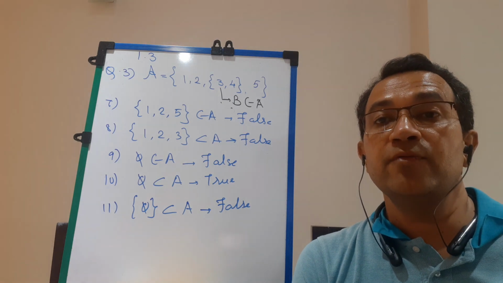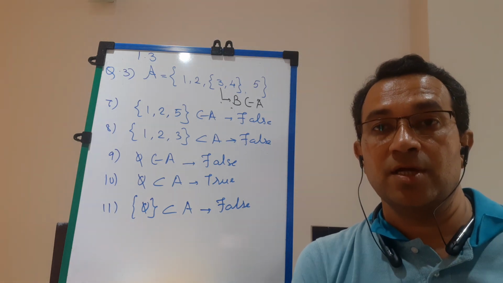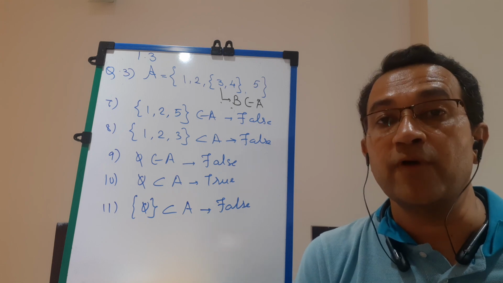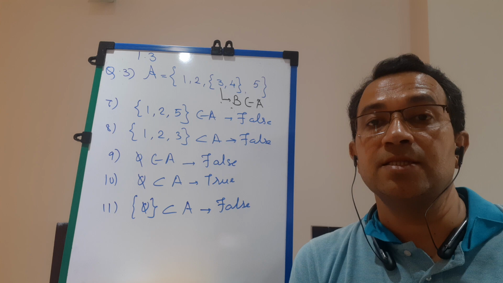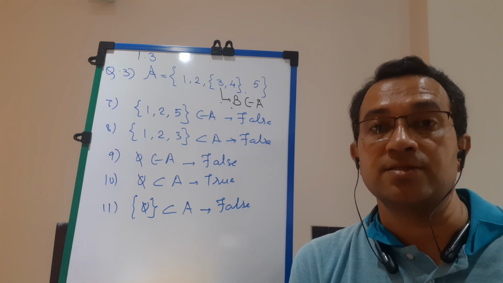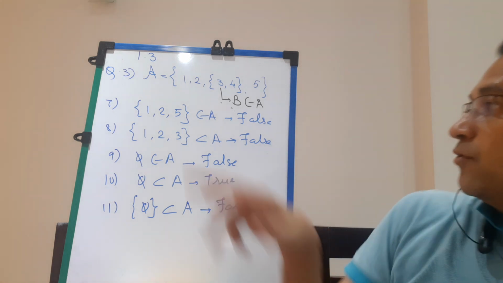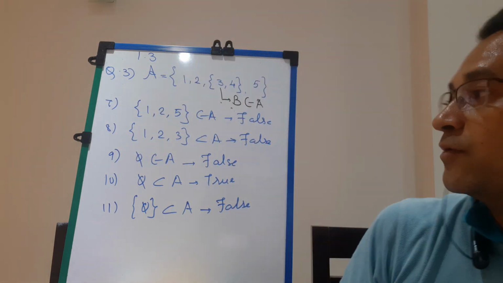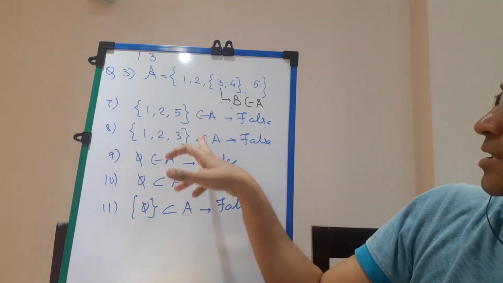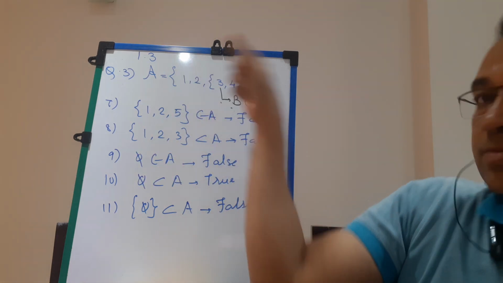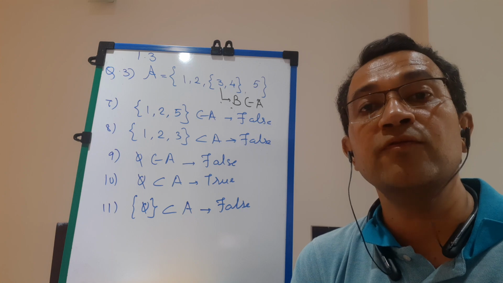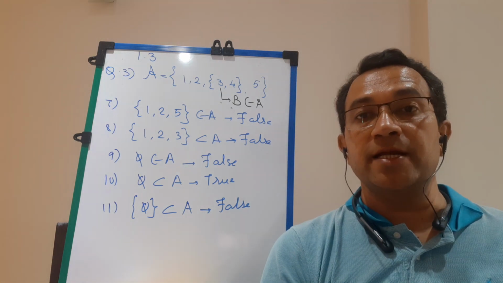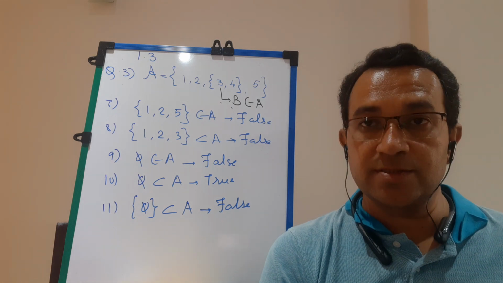So these are very, very logical questions, students. You have to understand these questions very, very perfectly. One mistake in the understanding will give you a wrong answer. So check: "1 to 5 belongs to A" is false, because set 1 to 5 is not an element of A. Now "1 to 3 is a subset of A" is also false, because only 3 is not an element of A. So students, be careful in understanding this type of questions.